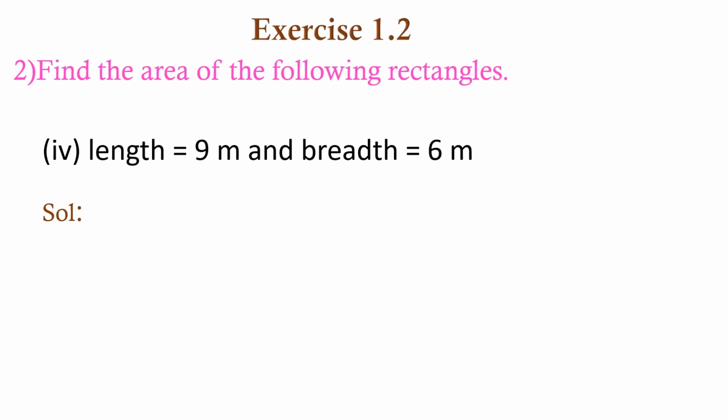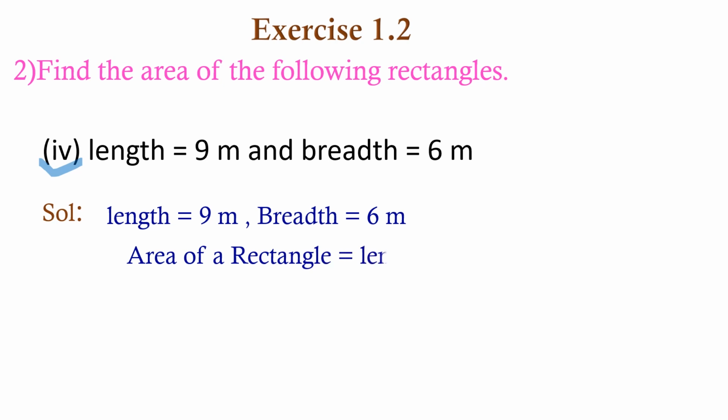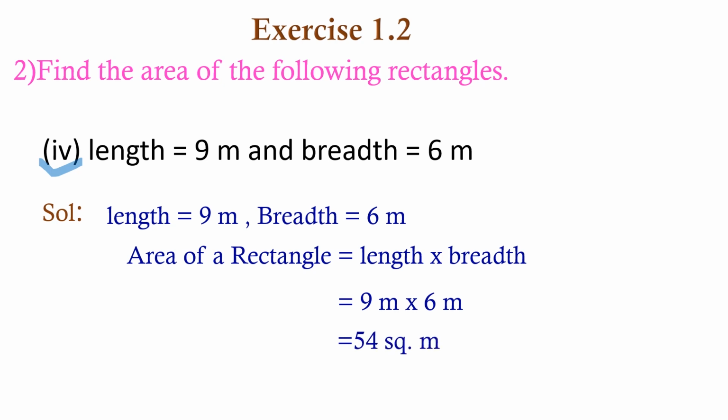Now fourth sum, if the length of a rectangle equal to 9 meter and breadth of a rectangle equal to 6 meter, find its area. To find out the area, first write down the measurements. Length equal to 9 meter and breadth equal to 6 meter. Area of a rectangle equal to length into breadth. Substitute the values is equal to 9 meter into 6 meter. 9 6 are 54 square meter.